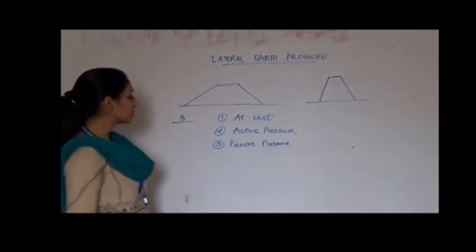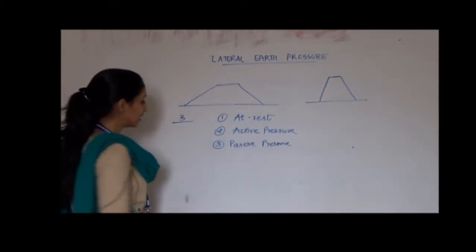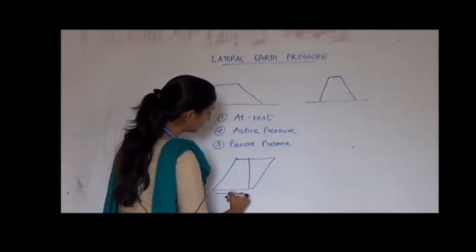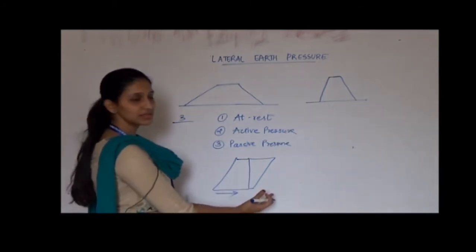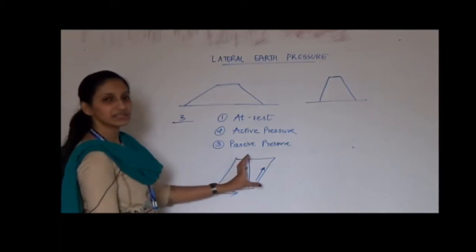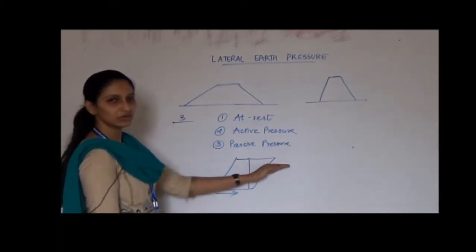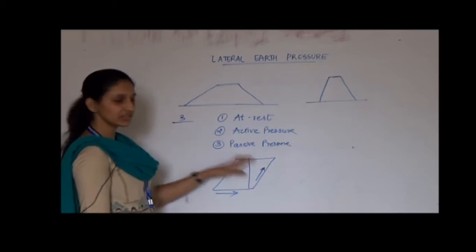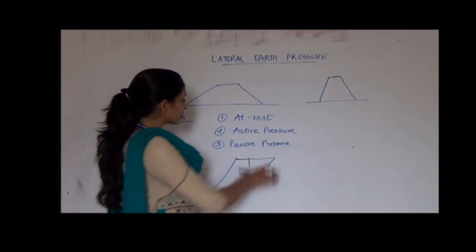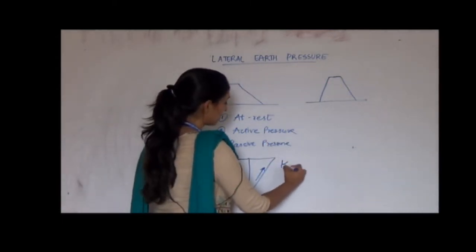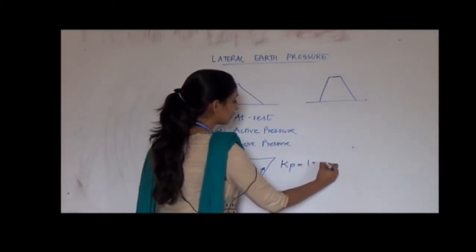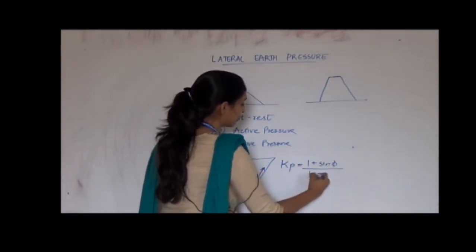We'll move forward to the passive earth pressure. In the case of passive earth pressure, the wall is moving towards the soil mass, thereby compressing the soil mass. The soil mass tends to compress and move upward. In that case, passive earth pressure is exerted by the soil mass on the retaining wall. The coefficient of passive pressure is given by Kp, where Kp is equal to (1 plus sin phi) divided by (1 minus sin phi).